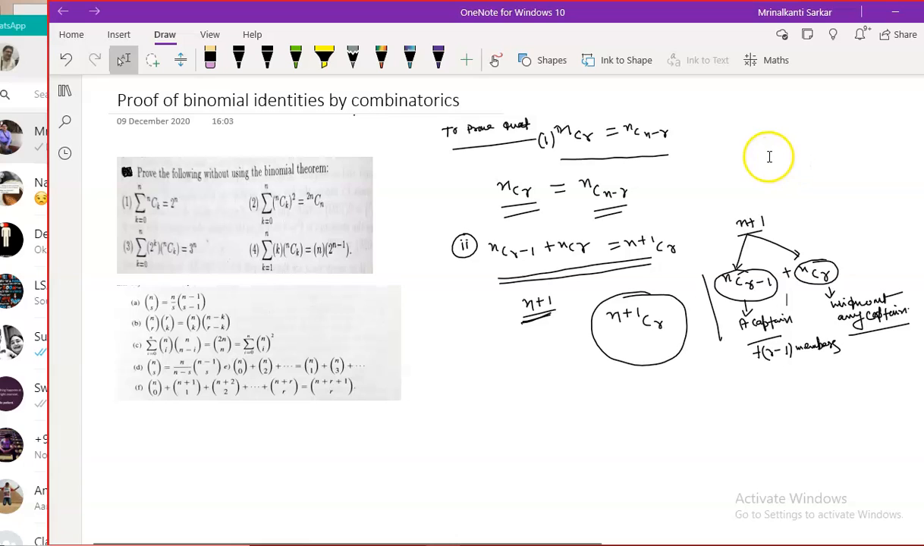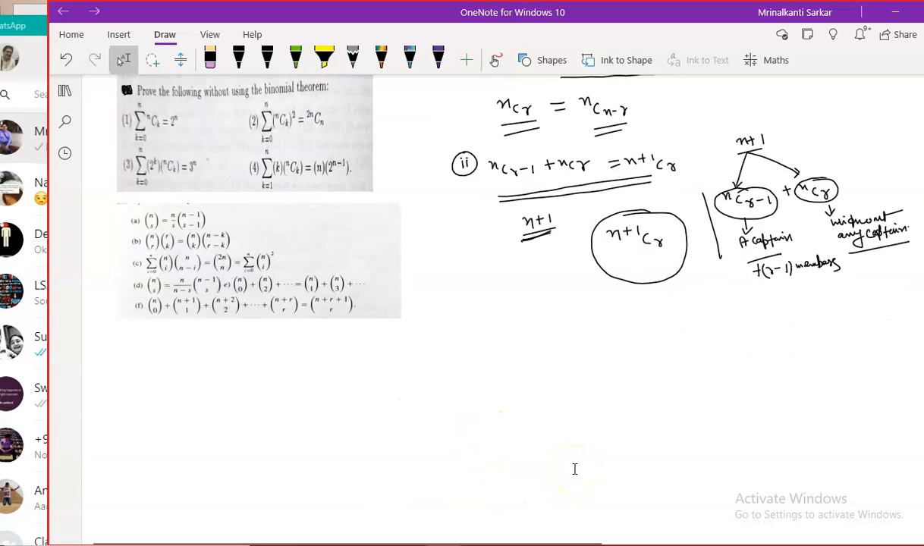Logically, if you develop the concept to prove some identity with the help of combinatorics, especially binomial identities like nC1, nC2, where all these are involved, this is a great help. Let me tell you one by one, then I'll go for doubt clearing at the end. Let me prove the following without using the binomial theorem.